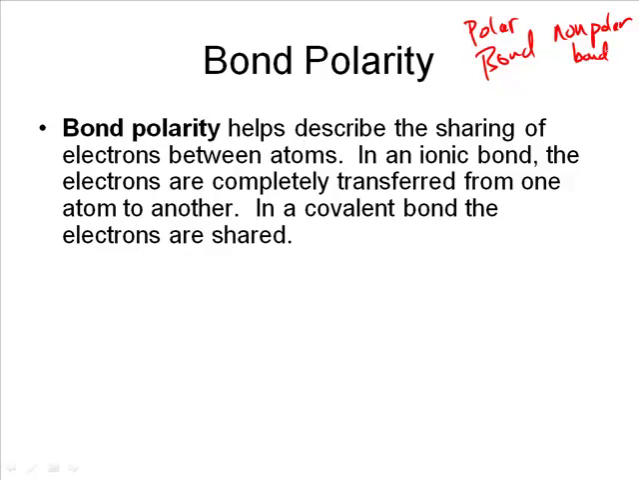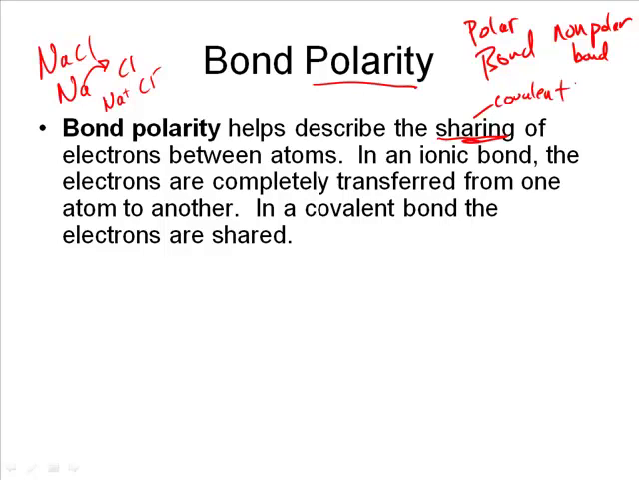So in an ionic bond, we don't really talk about polarity at all, because if you talk about sodium chloride, sodium completely transfers its electron over to chlorine. So you really end up getting Na+ and Cl- because sodium has lost its electron, whereas chlorine has gained the electron. Okay, so when we talk about a polar versus nonpolar bond, we're talking about the sharing of electrons that only occurs when you're dealing with covalent bonding. When you're dealing with ionic bonding, there is no sharing involved.